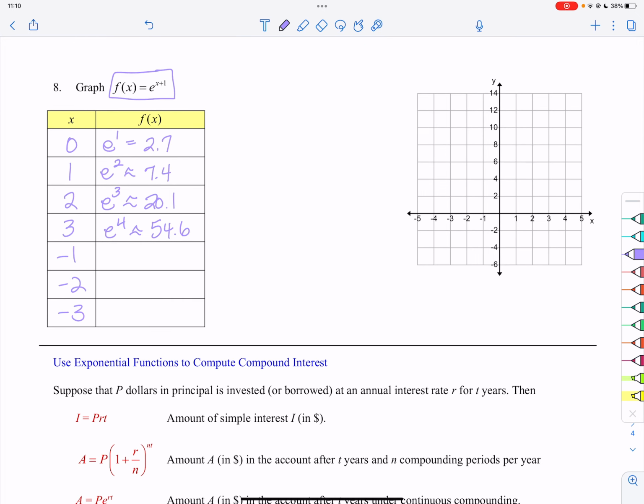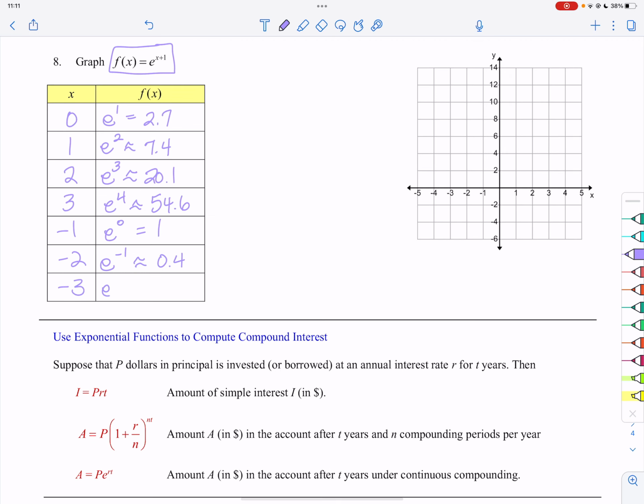Now this is interesting. We have e to the 0 power, which is equal to 1, and then we have e to the negative 1, and that's 1 over e, and that's approximately 0.4. And then we have e to the negative 2 power. So we could actually put these on the graph here. And those will go up, and then we can try negative 1.